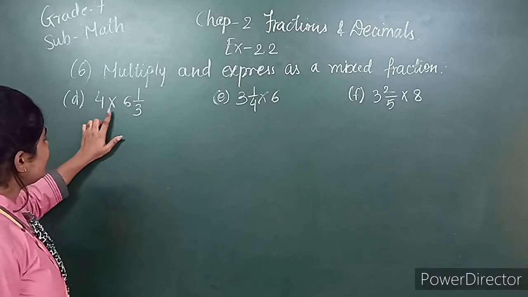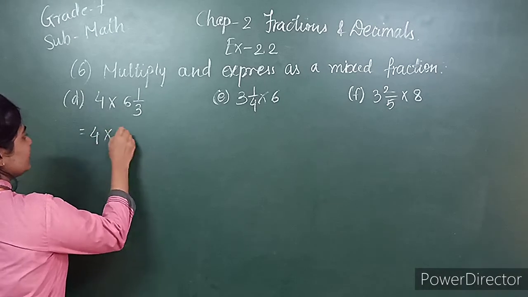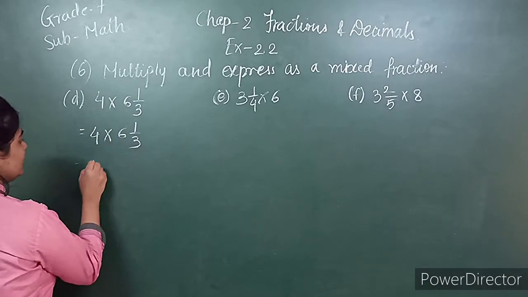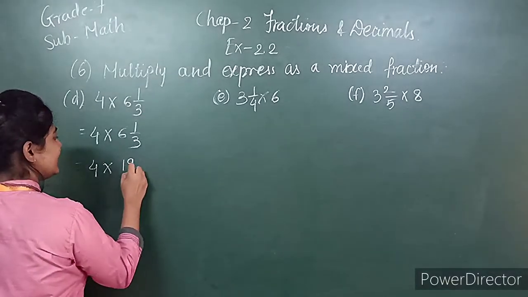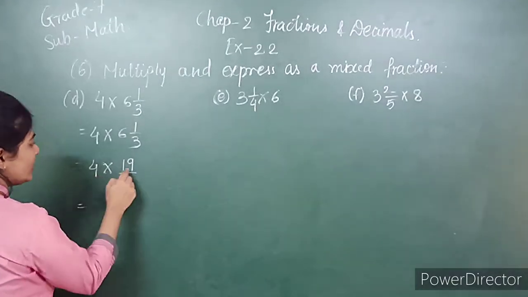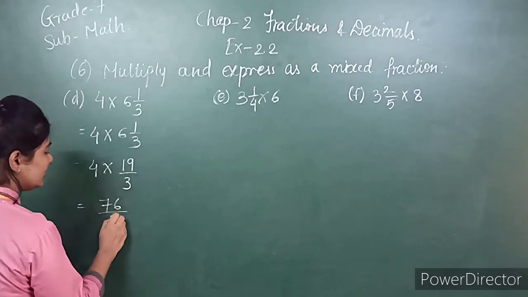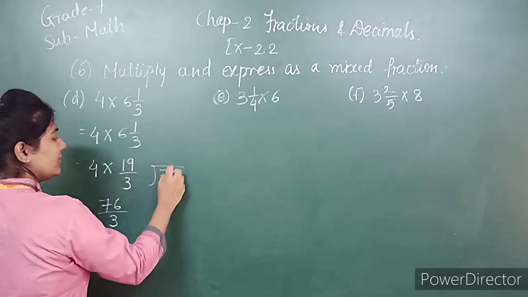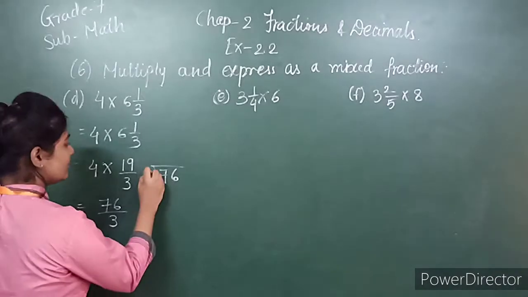Now D, 4 into 6 1 by 3. So 4 into 6 1 by 3. 6 3s are 18. 18 plus 1, that is 19 upon 3. So 4 into 19, that is 19 4s are 76 upon 3. Then here the numerator is greater than the denominator, so we have to convert it into a mixed fraction form.